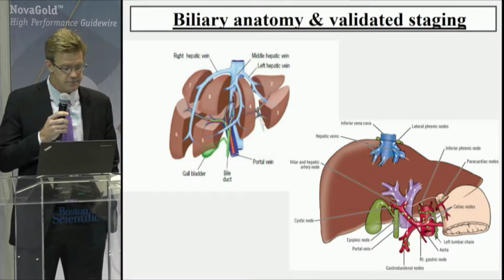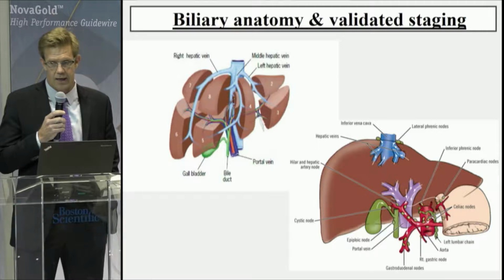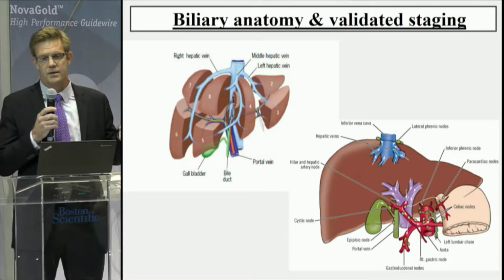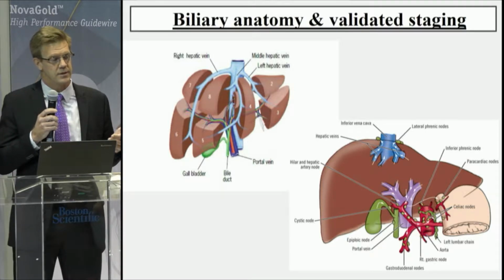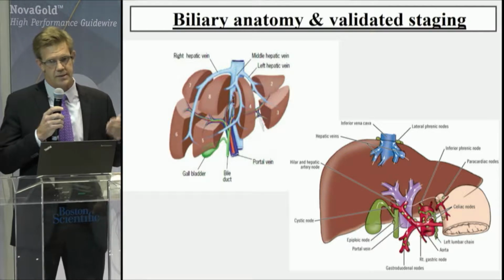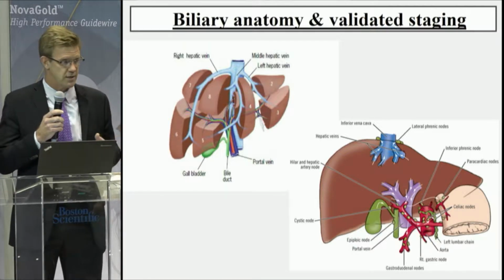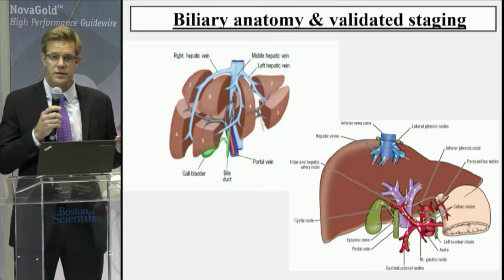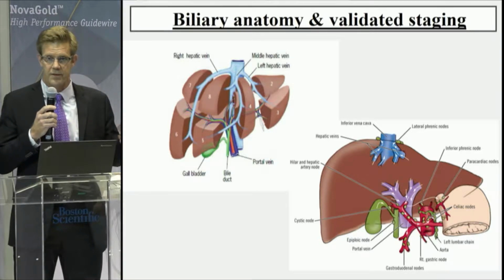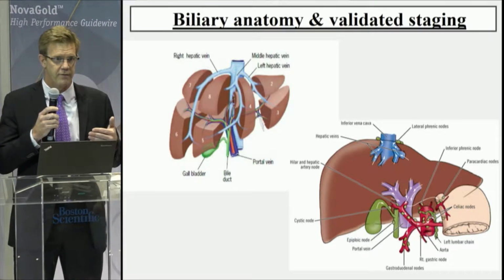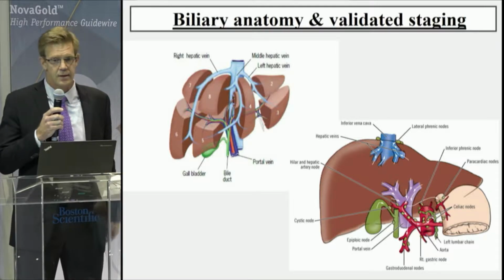That in turn requires that in the OR, the surgeon determine the extent of resection by taking thin slices of the bile duct, sending those for frozen section, and doing that repeatedly until the pathologist tells you that you no longer have cancer in that margin.